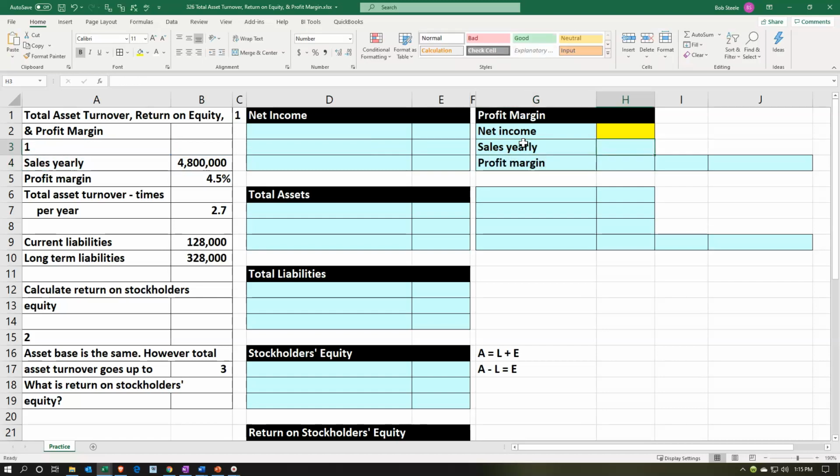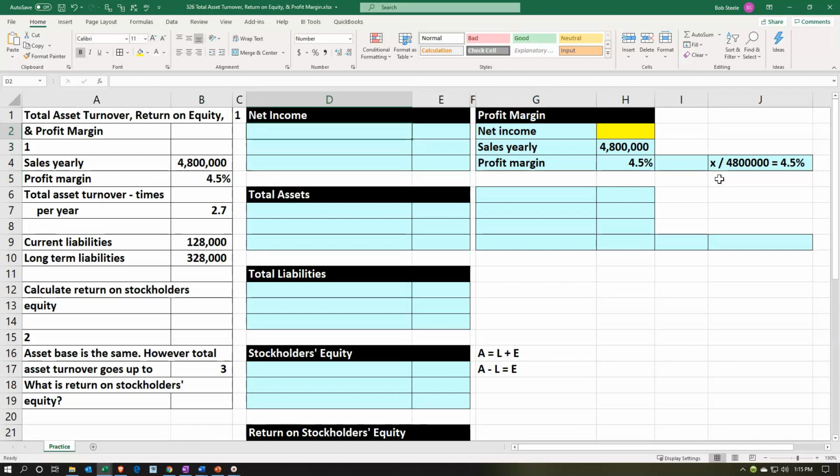We know what the sales are, and we know what the profit margin is. Those two things are given to us, and we can back into the net income. I'm going to go to the Home tab, numbers, percent to format this, and add a decimal to it. Then you can use your algebra. If I write this down algebraically, it would be x divided by 4,800,000 is equal to 4.5%. And then we could do our algebra and work that out.